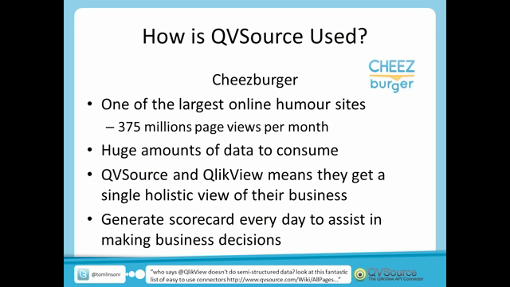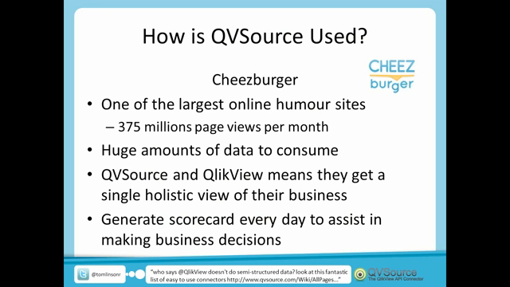Hundreds of millions of page views per month, and massive amounts of data to consume, and they need to understand what's happening across their websites. In some ways, it's quite similar to the earlier media company, where previously it was quite a time-consuming and almost impossible task to understand what was going on across their business. Because although they're a free-to-use human site, obviously they generate income through things like advertising and so on.